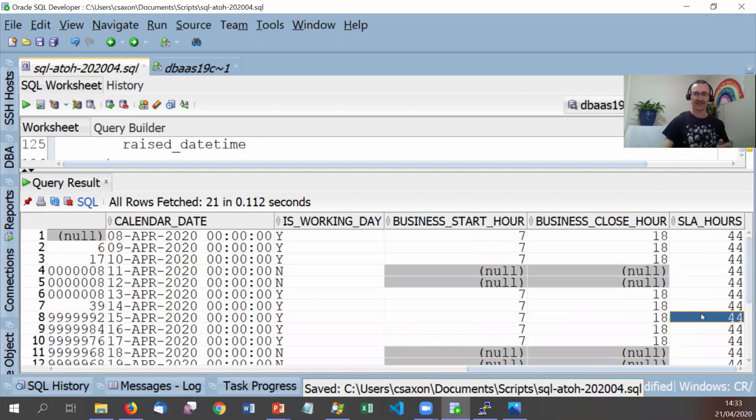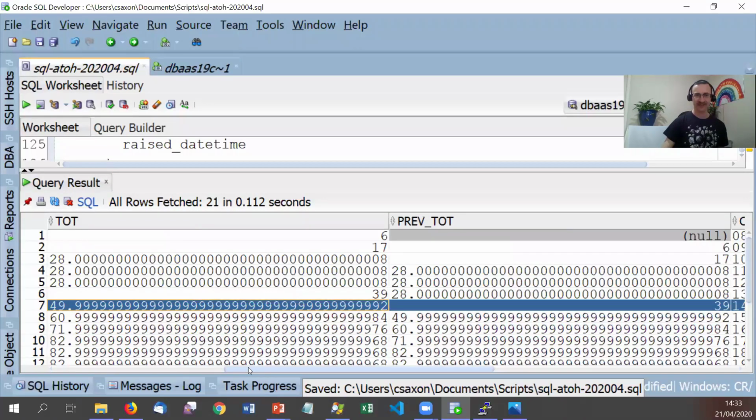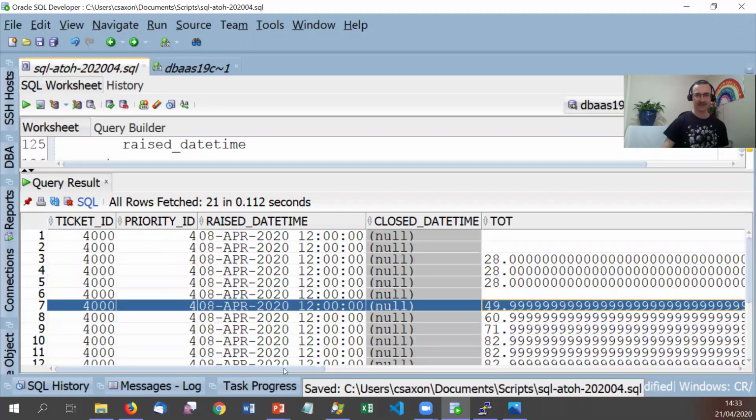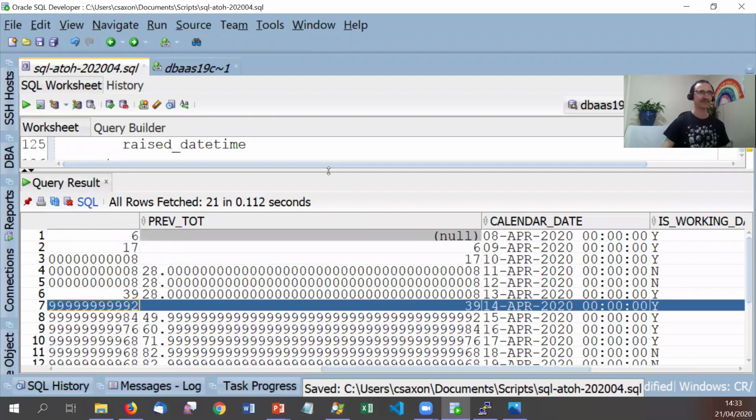So we want to find the row where this column here, our SLA hours, falls in between these two columns here. And if we look down, it's this one. So whichever date this is. So we've got 50 hours and 39, which is, that's not as the raise date, we want the breach date. So 14th of April there.